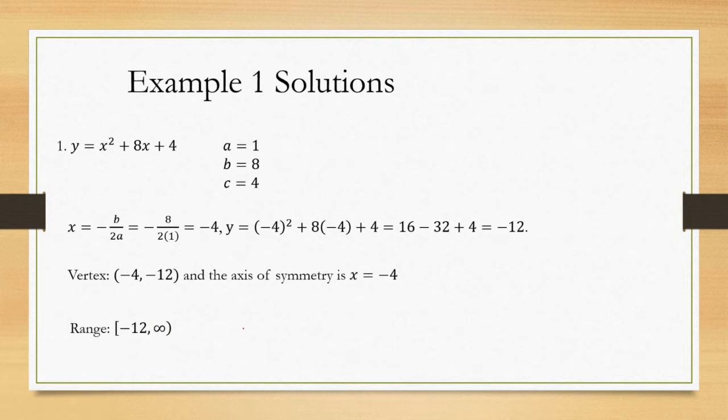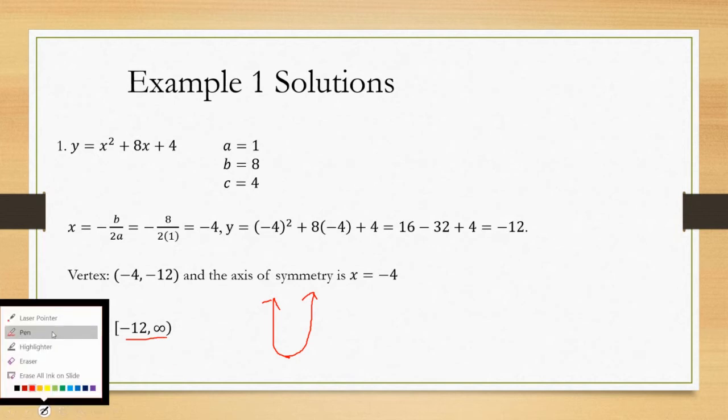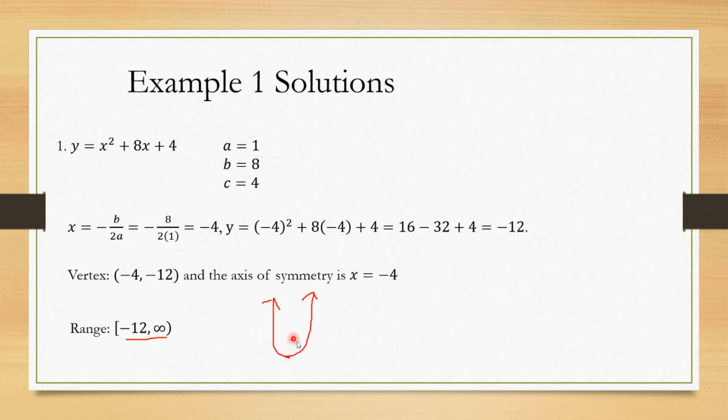And so again, we can get the range. Because we know A is positive, so we know the graph opens upward, as you can see. And since the vertex is down here, the range has to go from minus 12 to infinity. So again, even without graphing it, we can get the range. And the domain, of course, is always all real numbers.